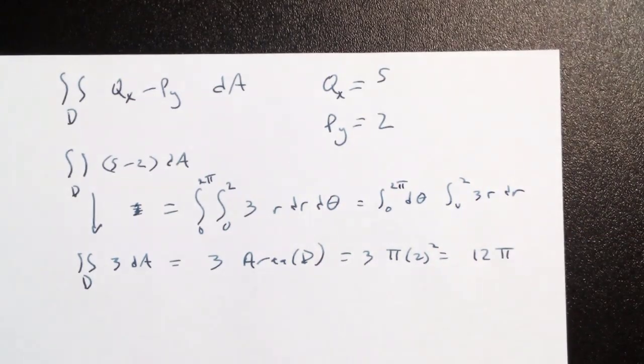Because you get a 2 pi here, and then you get r squared over 2. 2 squared is 4 over 2. That's 2 times 3, that's 6 times 2 pi. I get 12 pi. A really disgusting, damn near impossible line integral became an absolutely trivial double integral.